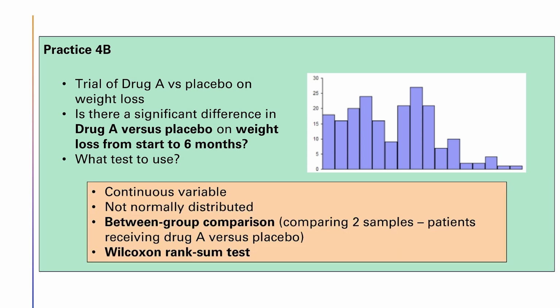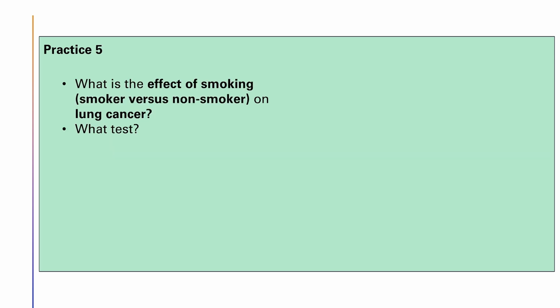Okay, so compared to the previous slide, this is a between-group comparison rather than a within-group comparison. This is because we are comparing the weight loss between two distinct samples, placebo versus drug A, rather than just drug A itself as in the previous example. So for between-group comparison and non-normally distributed data, we should use the Wilcoxon rank-sum test.